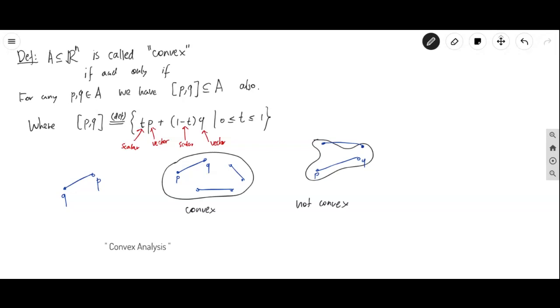It's usually studied by people who are doing applied mathematics. They're more interested in optimization type of problems, because in convex analysis, you're often talking about various algorithms and methods and theorems about whether or not there is a minimum solution to a convex problem.